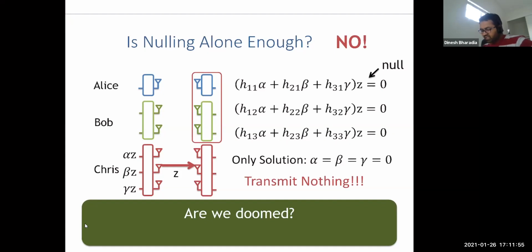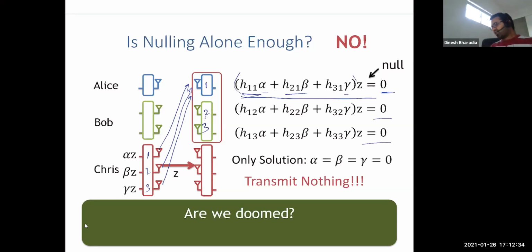In this case, my thought process is that I wrote down these channels. This is your antenna 1, 2, and 3, and this is your receiver 1, 2, and 3. So H11 is the channel between these two, H21 is the channel between these two, and H31 is between these two. Essentially this is the first equation. What it's saying is that you have alpha, beta, gamma, all of them transmitting Z, and this should give you the null. Same thing for the second, same thing for the third.